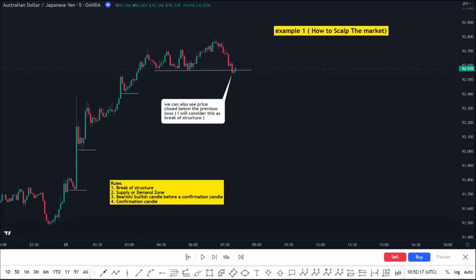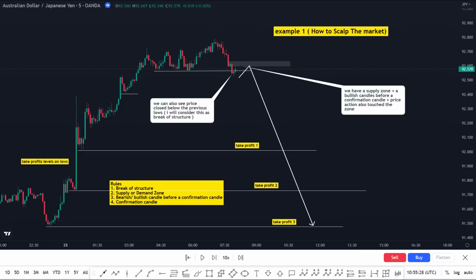We can see that price action closed below these previous lows, so now we can say the market has the potential to move to the downside. So the next step is to find a supply zone plus a fair value gap if available. Then we will also make a prediction with all the take profits, targeting lows on the left. This is how we make a signal.